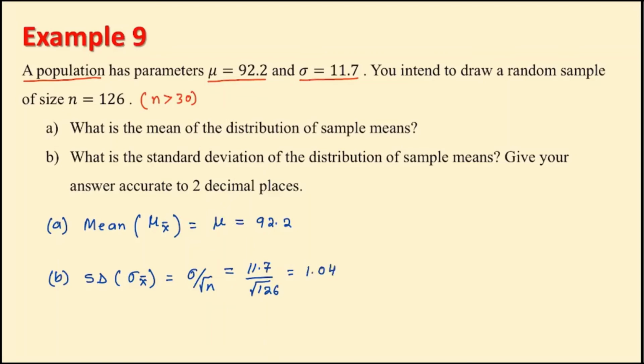1.04. So one more time, the mean for the sampling distribution of the sample mean is equal to population mean, whereas the standard deviation will be smaller than that. You can see the population standard deviation is 11.7, but the standard deviation for the sample means is 1.04. We get this small because we are dividing the population standard deviation by the square root of the sample size.